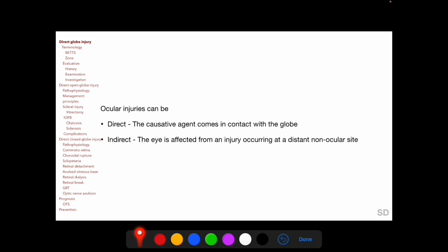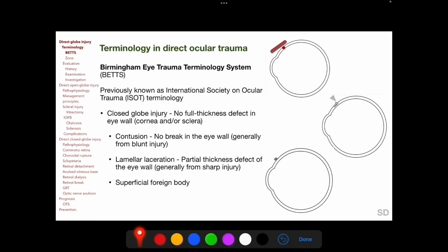The Birmingham Eye Trauma Terminology System, or BETTS, previously known as International Society on Ocular Trauma, or ISOT terminology, classified direct ocular trauma as either closed globe injury or open globe injury. Closed globe injury is defined as one in which there is no full thickness defect in the eye wall, the eye wall being made up of the cornea and the sclera.